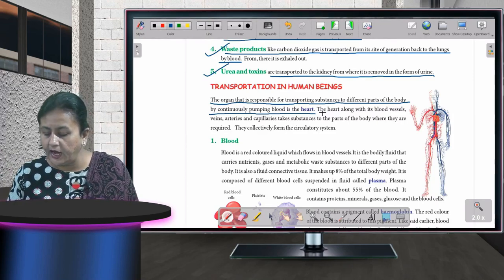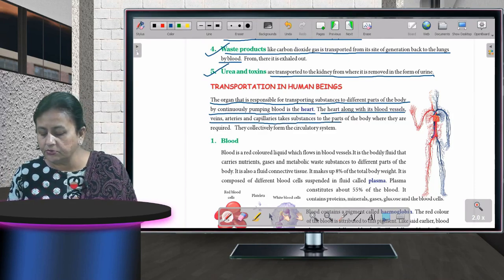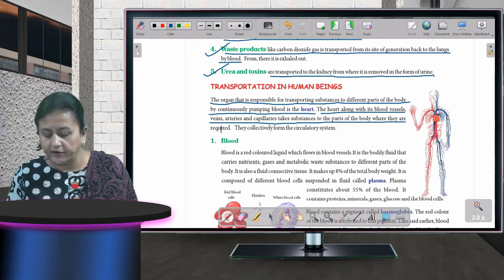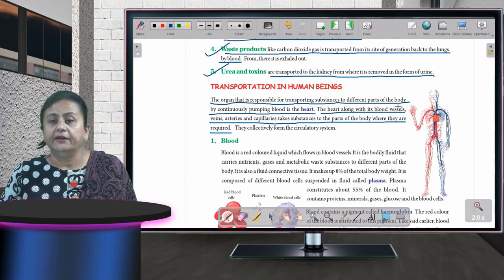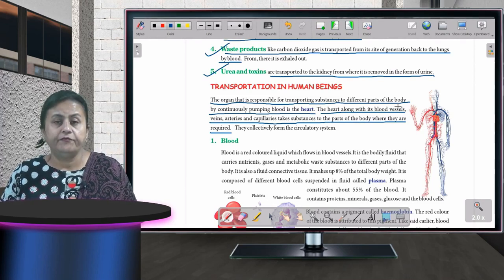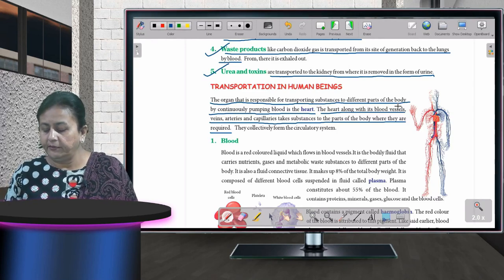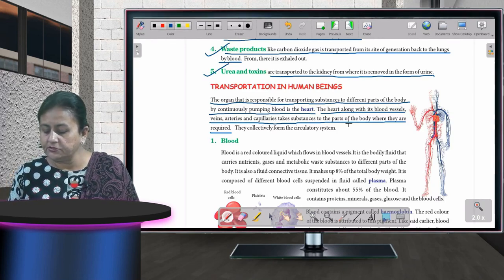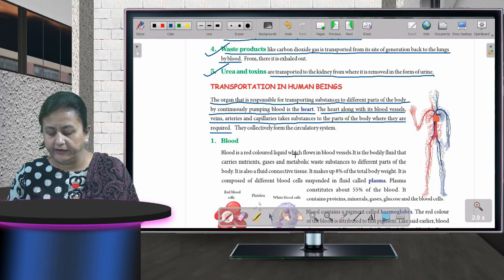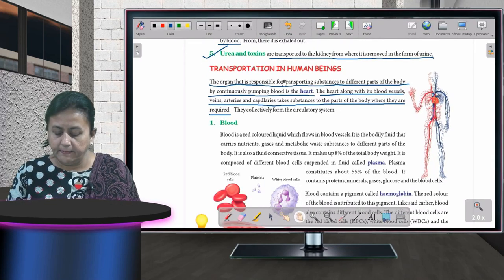Okay, the heart, along with blood vessels, veins, arteries and capillaries, takes substances to the parts of the body where they are required. Okay, so the heart, what does it contain? It contains veins, arteries and capillaries, and from there they take substances to the parts of the body where they are required. Now come to another point, blood.